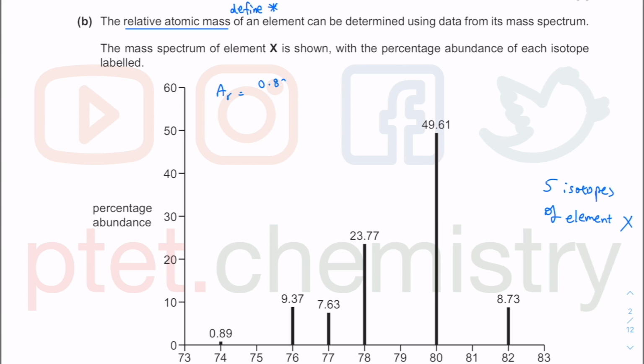So 0.89% times the mass 74. So the percentage abundance times the mass number, and then I have to add them all together. So 9.37 times 76 plus 7.63 times 77 plus 23.77 times 78. I was wrong. There's not just 5 isotopes. 1, 2, 3, 4, 5, 6. I missed one just now because it has such a small percentage abundance.